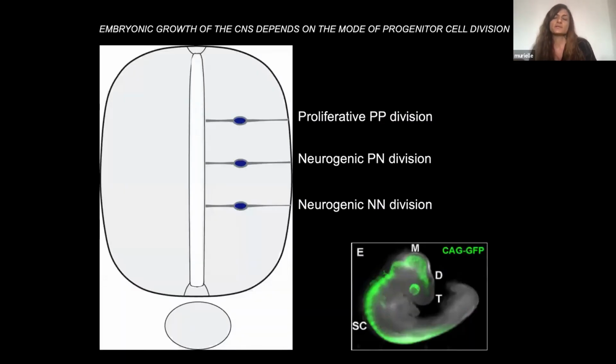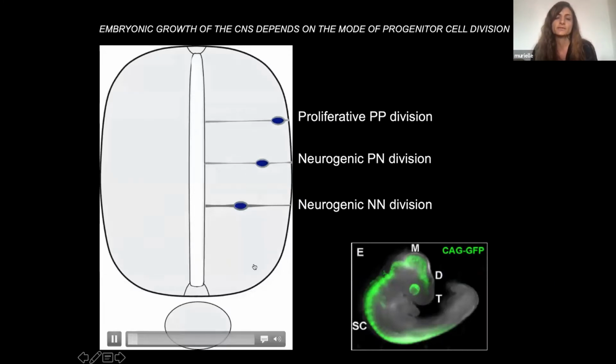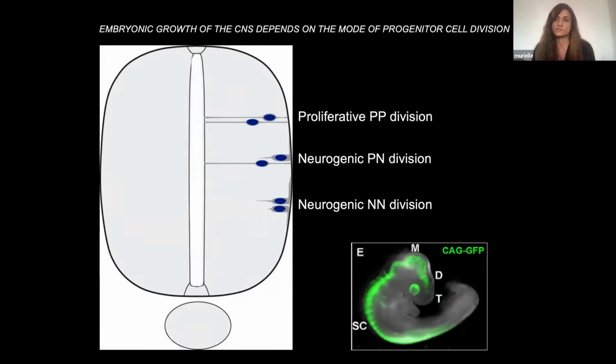So embryonic growth of the central nervous system depends on the occurrence of three modes of division. Neuroepithelial cells undergoing interkinetic nuclear migration undergo the proliferative PP mode of division to give rise to two progenitors and maintain the stem cell pool. Neurogenic PN division gives rise to one progenitor and one neuron. And neurogenic NN mode of division is when after a division a cell gives rise to two neurons and exhausts the stem cell pool. Also, the rate of proliferation and the type and function of neurons differ all over the rostrocaudal axis of the central nervous system. This mechanism is well conserved.